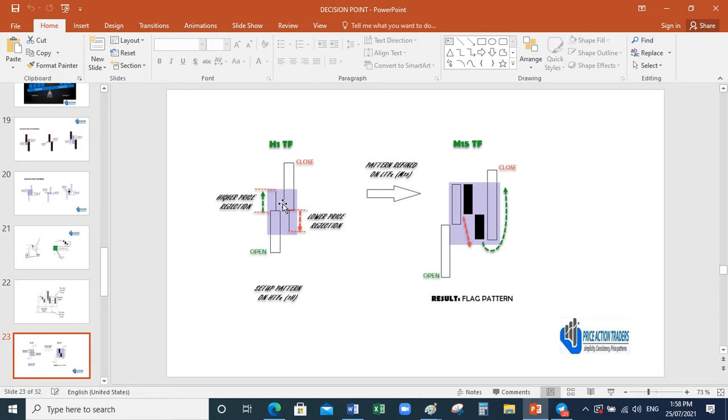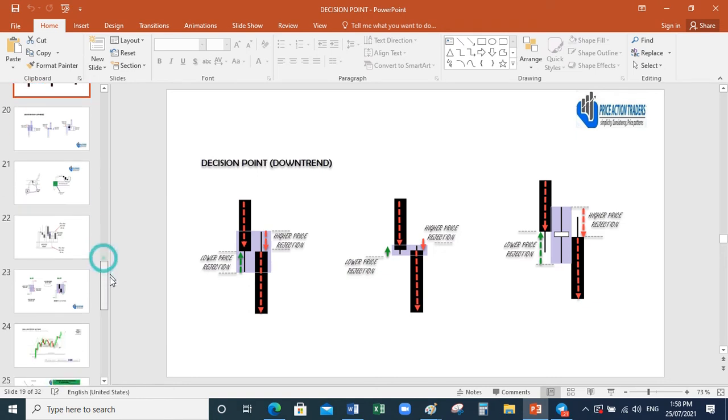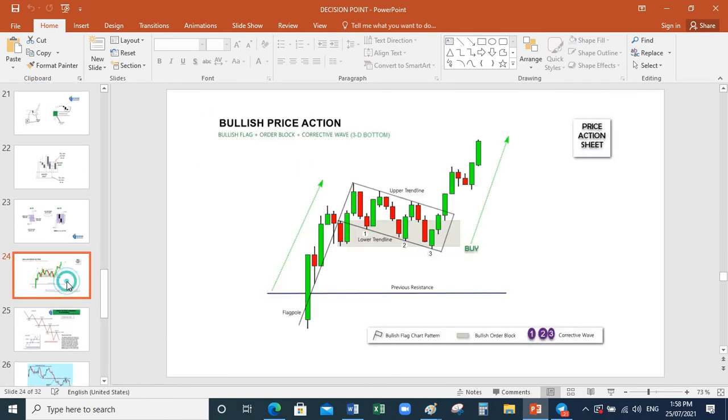So there is a continuation pattern, I told you. When you refine this pattern, you have it as a bullish flag. If it is down, you refine it as a bearish flag. It should be a bearish flag, something like this. There is a bullish flag, something like this. So we are looking for price to come inside this zone here. This is the upper range, this is the lower range.